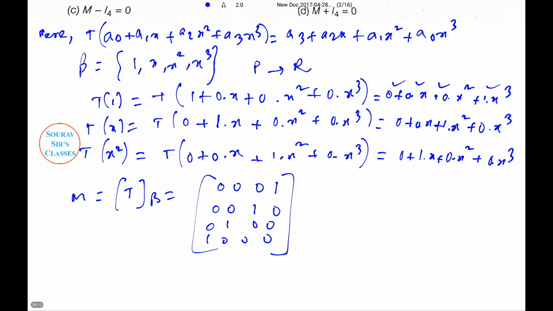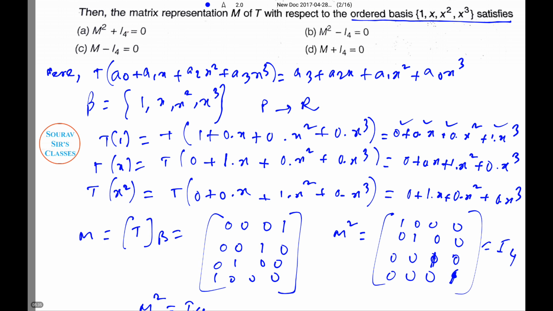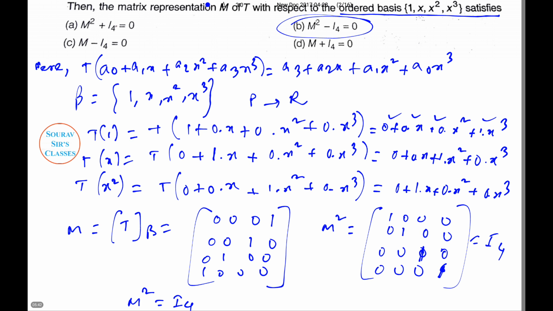Now we need to find M square. You can find it very easily. So you can see that M square will be coming 1, 0, 0, 0, 0, 1, 0, 0, 0, 0, 1, 0, and 0, 0, 0, 1. So this is I4. So we can directly write M square equal to I4. So with respect to the options, which one is matching? Yes, option B is the only one matching, that is M square minus I4 equal to 0.